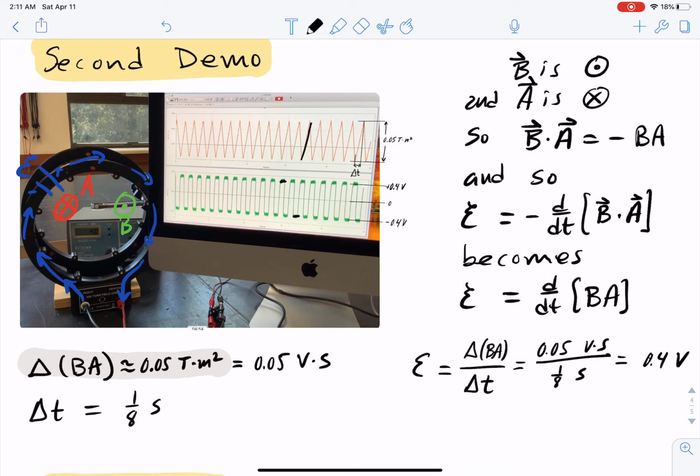Now, you should also check that if you take a Tesla times a meter squared, the units are the same as volts times seconds. You can check that by just saying that QVB is the same as QE, units-wise. Okay, and go from there. You know the units of electric field are volts per meter.